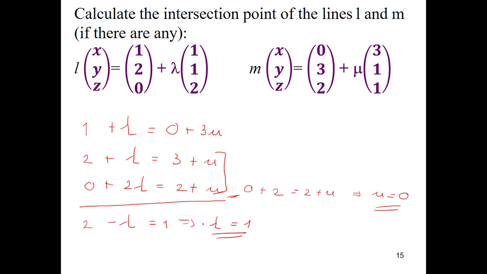So far, so good. But of course, we have a third equation, and what we need to do now in a three-dimensional environment is check whether mu being 0 and lambda equals 1 gives us a nice solution in the unused equation. So 1 plus 1 equals 0. Okay, we know that this is completely wrong. This is called a contradiction. So that means that these two lines do not have an intersection point.